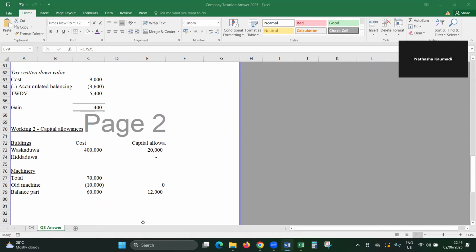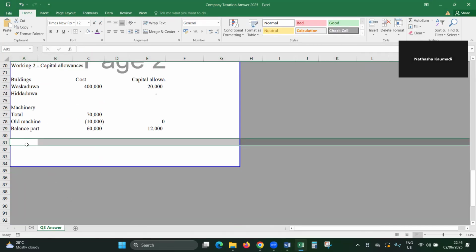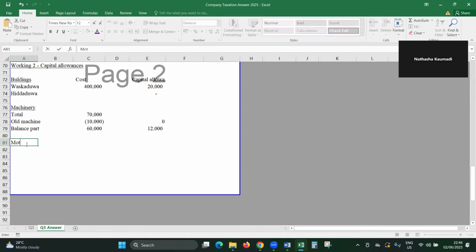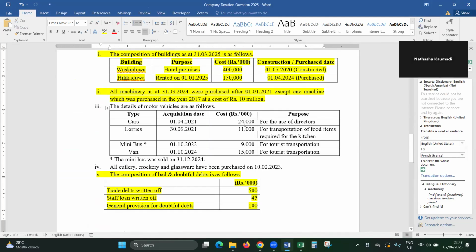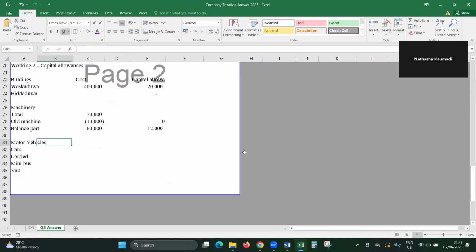Now you can see there are 4 types of motor vehicles. I'm writing motor vehicles. Cars, lorries, minibus and van. So I'm writing cars, lorries, minibus and the van. Cars cost 24, 11, 9, 15. I'm writing them 24, 11, 9, 15.